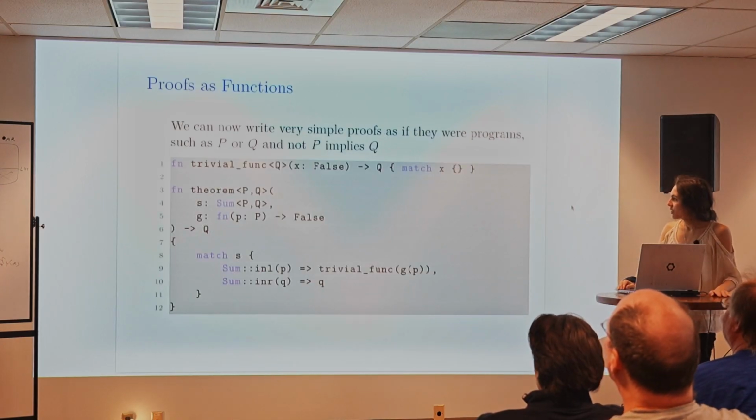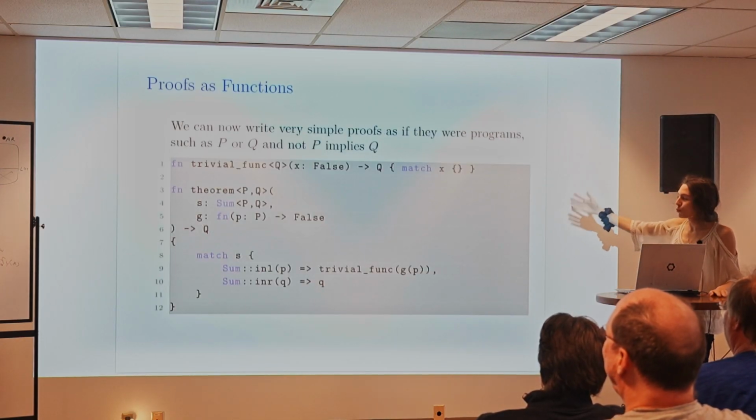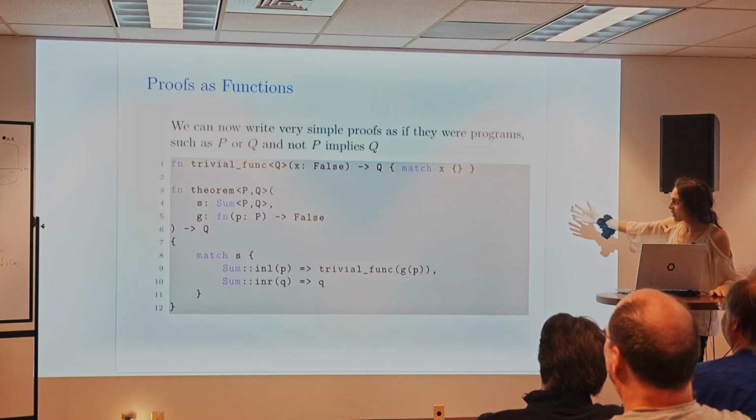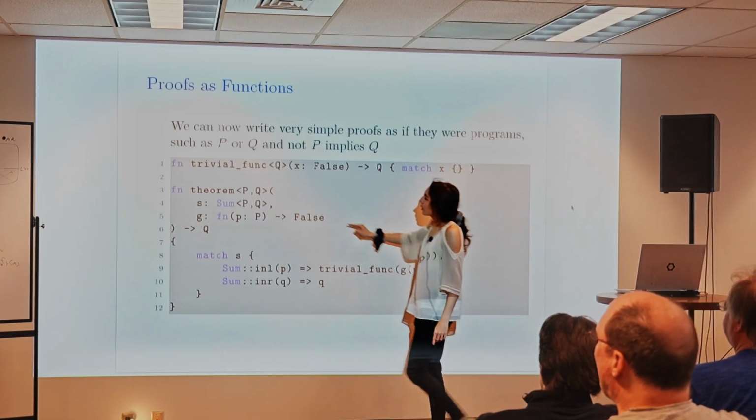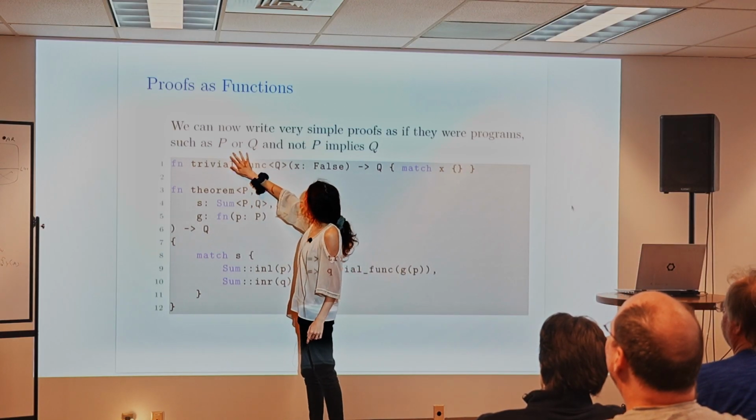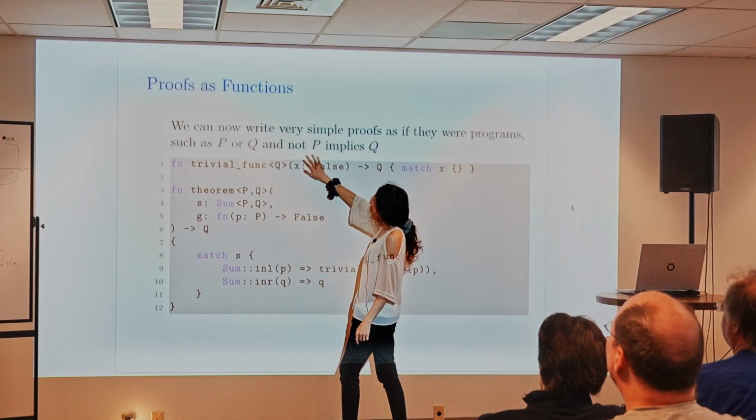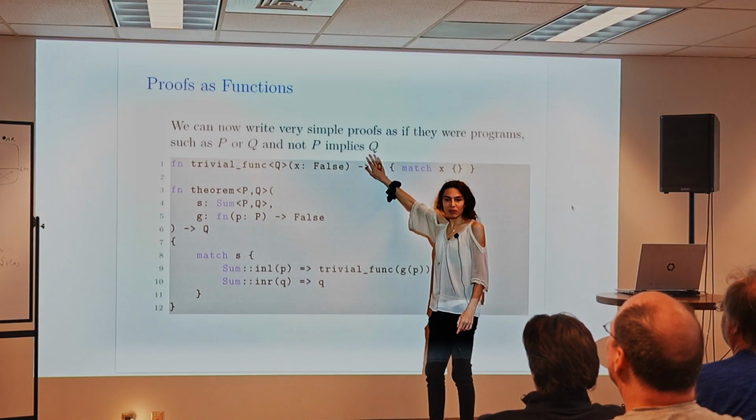Okay. Here is, as I said earlier, proofs as functions. Literally, we have a function, we have a theorem: if you have P or Q, and you have not P, then you have Q. Everyone agree with this? Yeah.